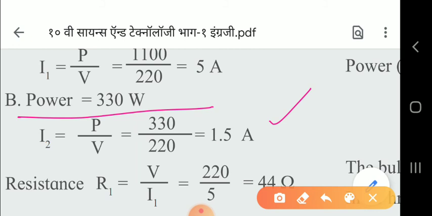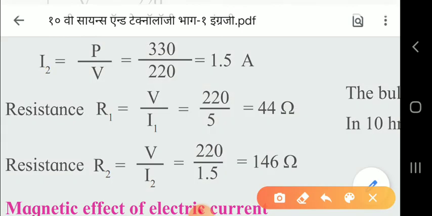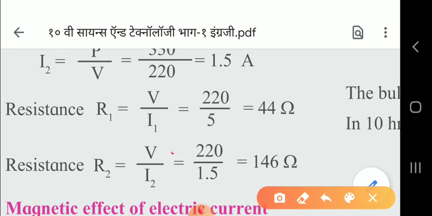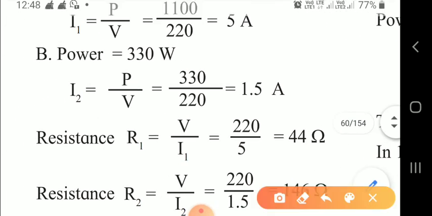Resistance R1 is equal to V upon I1 equal to 220 upon 5. So if we divide, we get 44 ohm. Resistance R2 will be equal to V upon I2 equal to 220 upon 1.5 equal to 146 ohm. So this is the third one, but actually it is cancelled. So you have to cancel out.